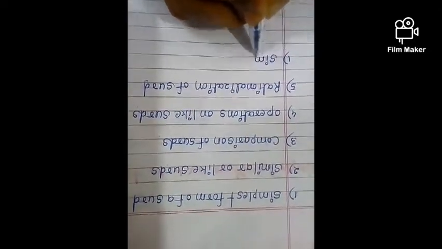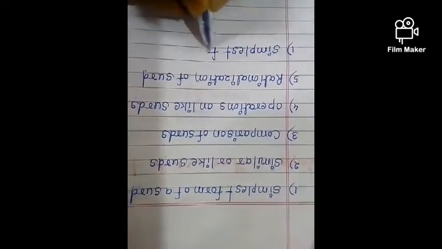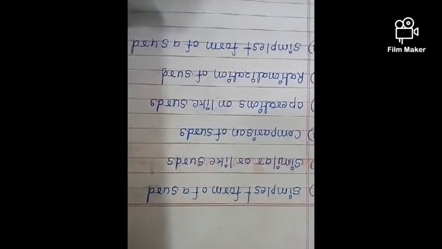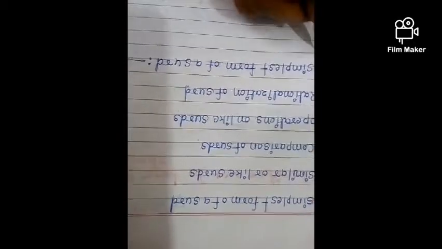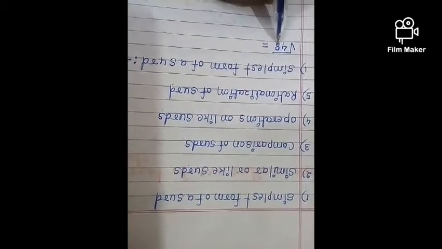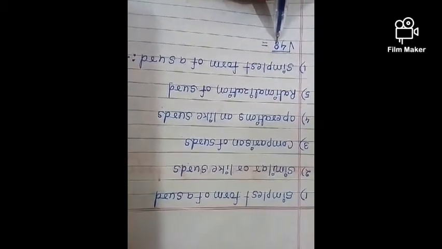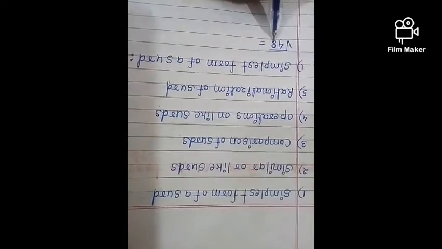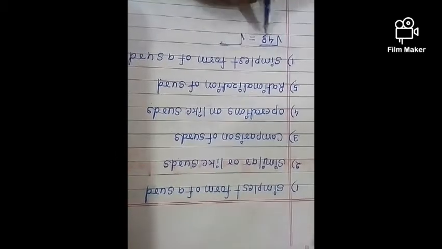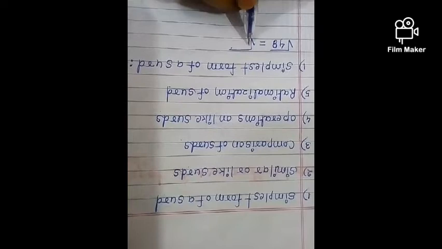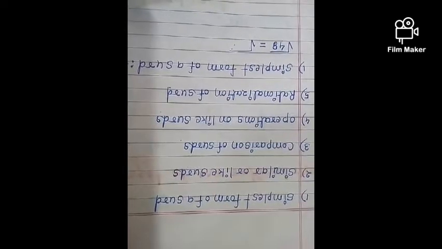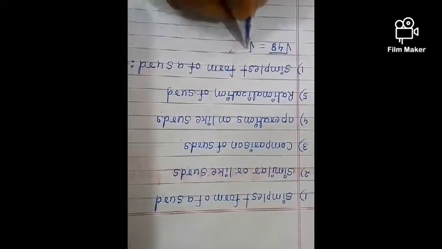First, simplest form of a surd. So simplest form of surd means, suppose you are given the number square root of 48. So students, find the factors of 48. But remember that when you find the factors, one number must be a perfect square. So 48 factors: 8 times 6 is 48. But 8 is not a perfect square and 6 is not a perfect square. 16 times 3 is 48, right?